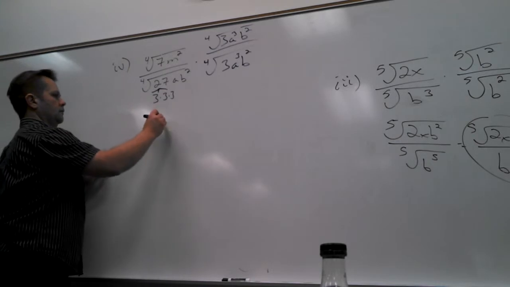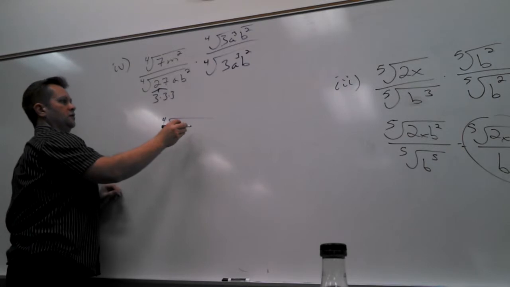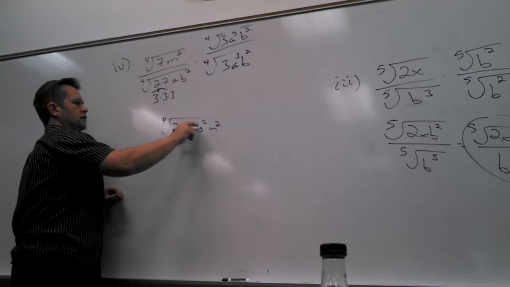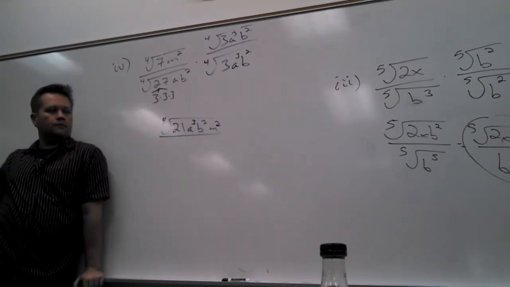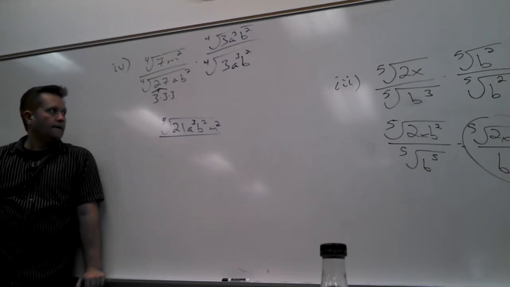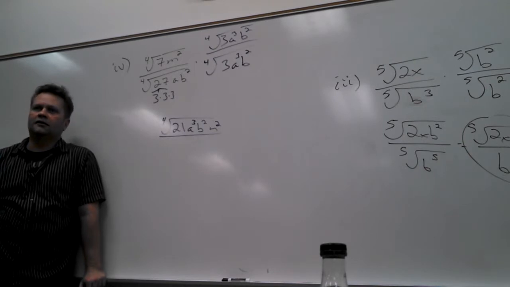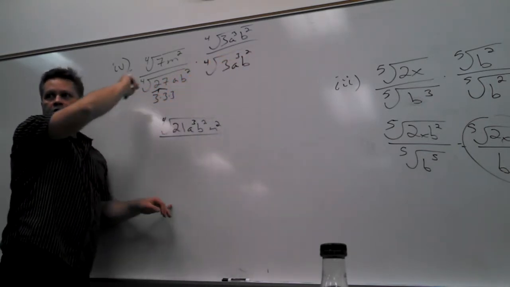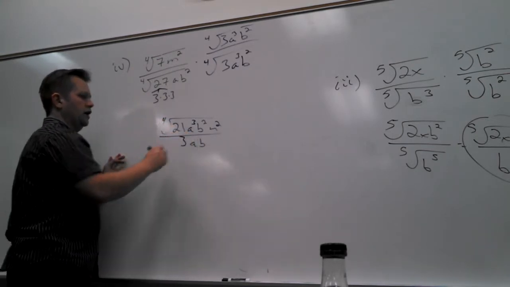So on the top, what are you going to get? The 4th root of 21 A cubed, B squared, M squared, right? Just everything is slapped together. Doesn't matter where you put the M. There's normally alphabetical order, but. And then what do I get on the bottom? I would get 3 to the 4th, A to the 4th, B to the 4th, and the 4th root would just kill all those 4th powers. Do you guys see that? We designed it so it would come out to be 3AB.